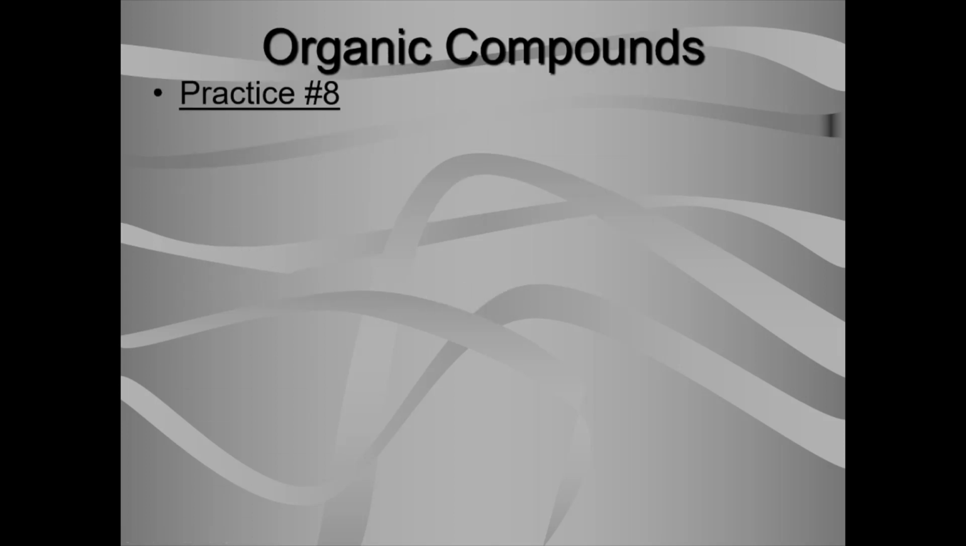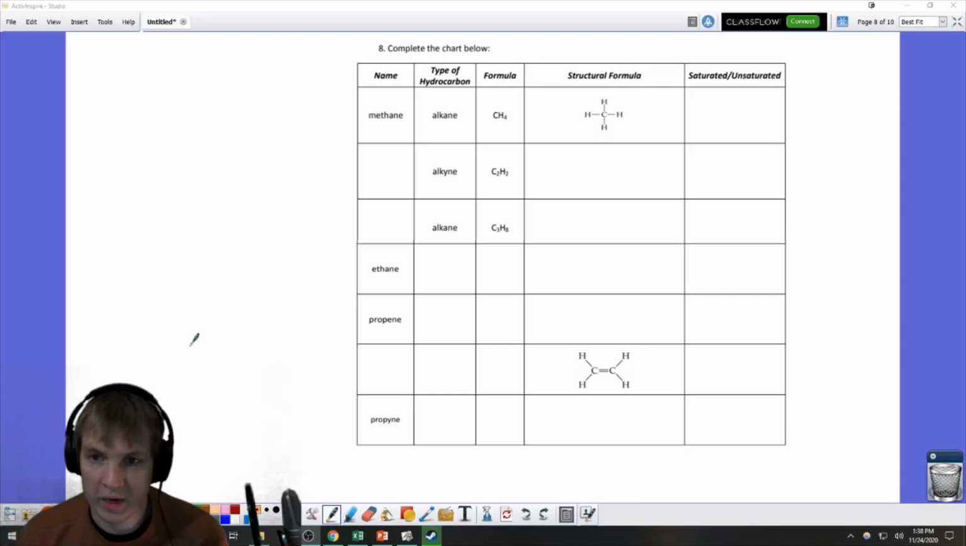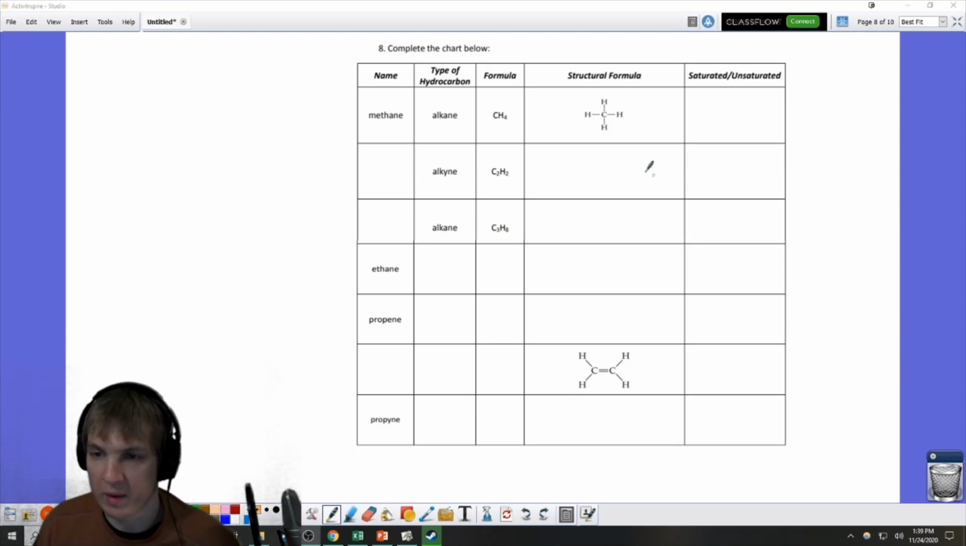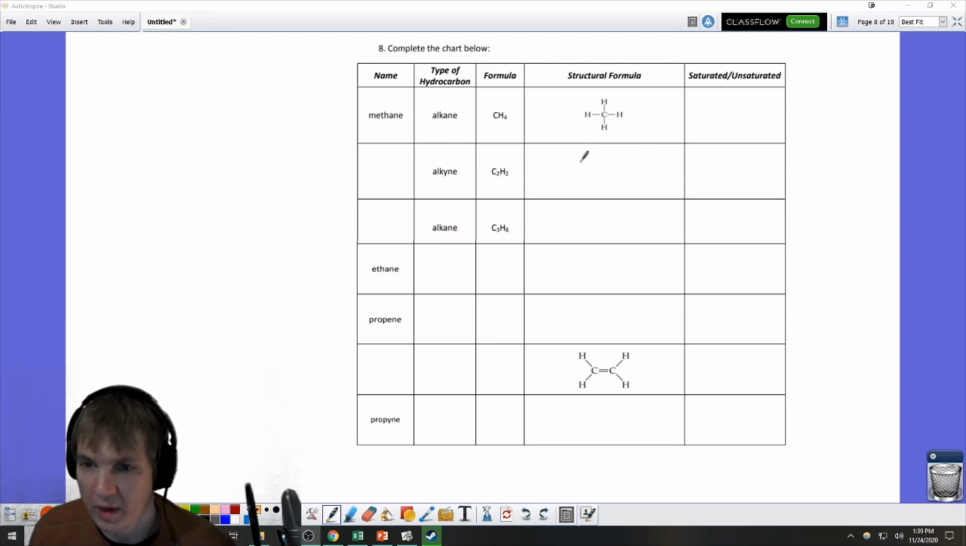All right, so let's take a look at practice problem number 8 just to review that one more time. Practice problem number 8 wants us to fill out this chart, to fill out the structural formula, tell if it's saturated or unsaturated, fill out the names, and tell us what type of hydrocarbon it is. Go ahead, pause the video, fill out this chart right now on your own, and we can check back to see if your answers are right. But I'm just going to go ahead and move on right into it.